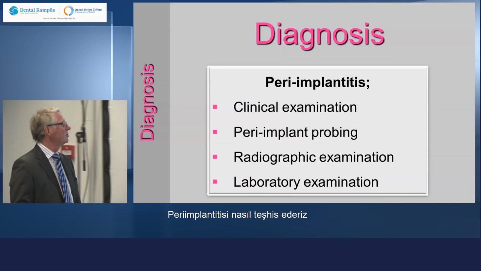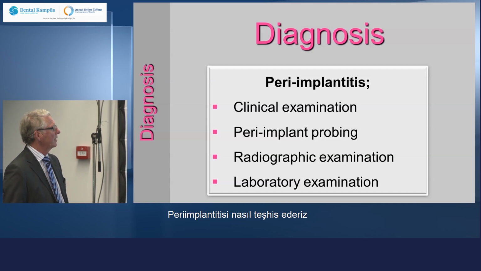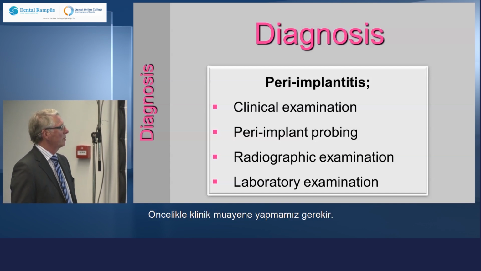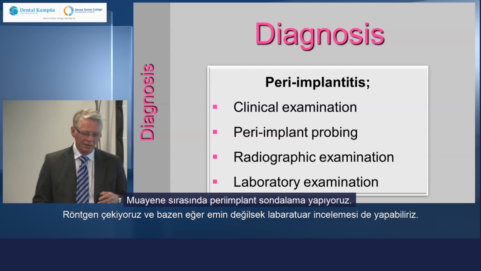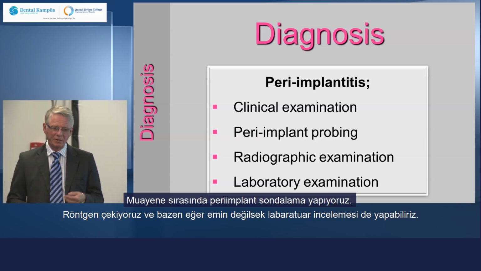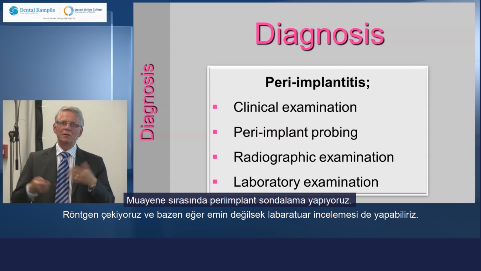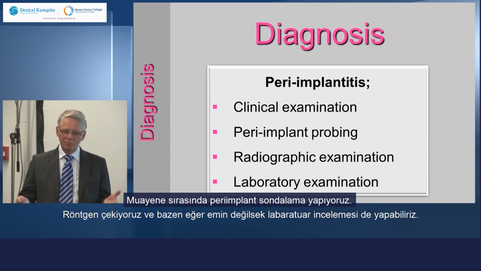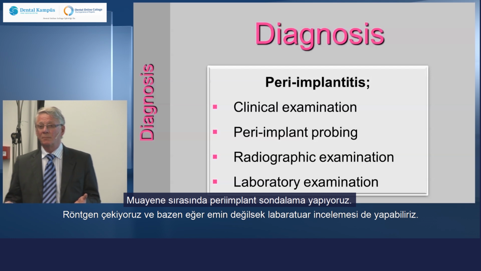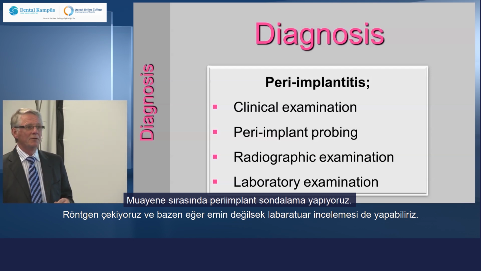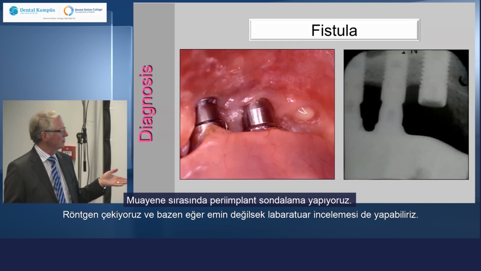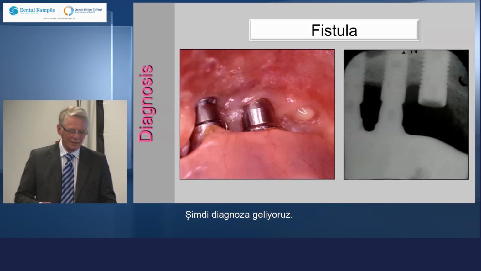So how do we now diagnose periimplantitis? First of all, we have to do a clinical examination, and this includes, of course, periodontal probing. It includes that we take a radiograph, and sometimes, if we are not certain, we may use some kind of laboratory examination. Now we are into diagnosis.